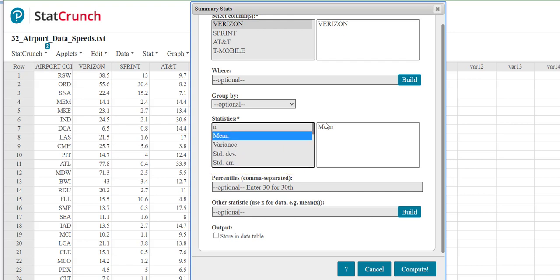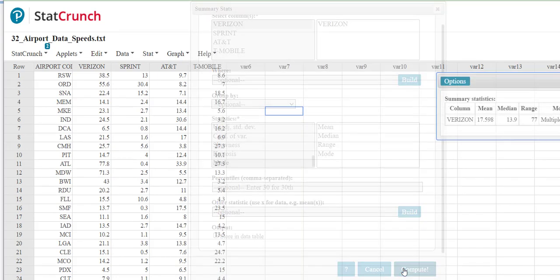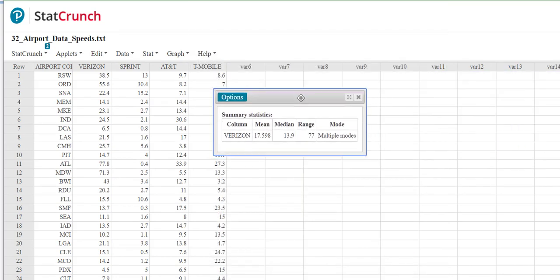So let me go back. I want this white box here to show the ones that I'm going to compute. So mean, and then median. Find your control key, press and hold it down, and then click median. Now notice I have median. I want the range as well, so control, click, and the mode. The mode is way at the bottom. So control, hold it down, click mode, and now I have the 4 statistics that I want, and then click Compute. And so it gives us our statistics for Verizon.